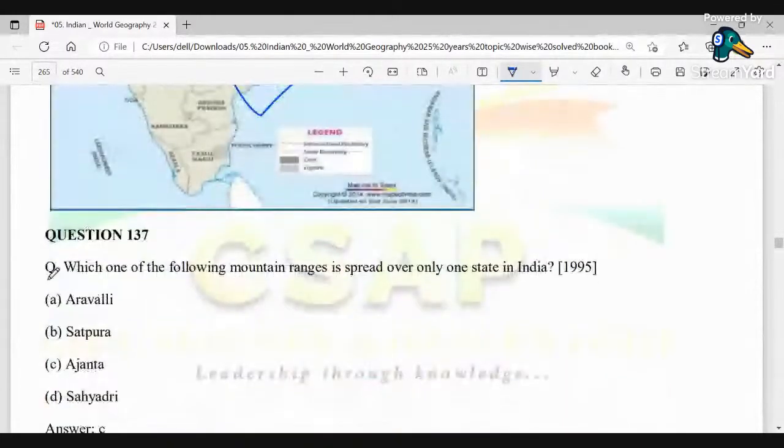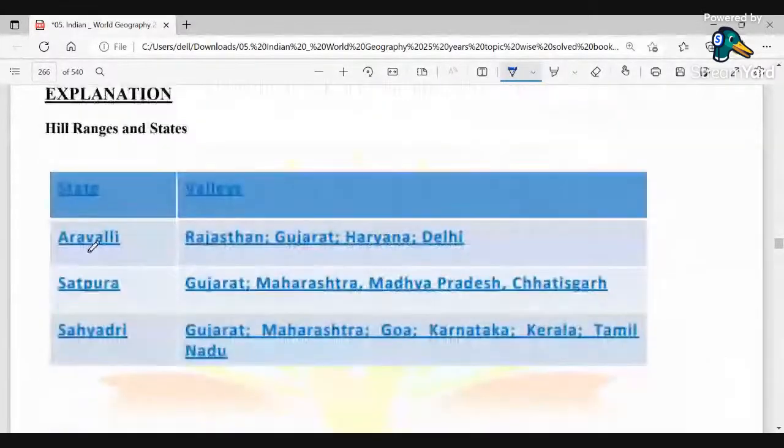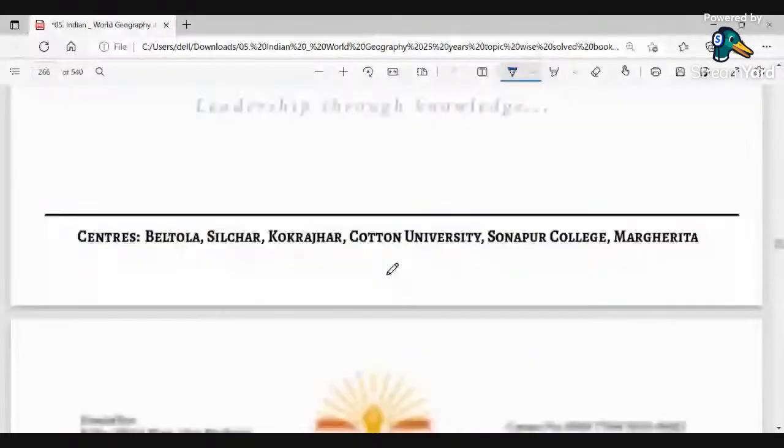So now next one, which one of the following mountain ranges spreads over only one state in India? So obviously it's the Ajanta ranges. So you could see Aravali flows through Rajasthan, Gujarat, Haryana, and Delhi. Satpura flows through Gujarat, Maharashtra, Madhya Pradesh, and Chhattisgarh. Sahyadri flows through Gujarat, Maharashtra, Goa, Karnataka, Kerala, and Tamil Nadu. So these are the areas where you can see them.